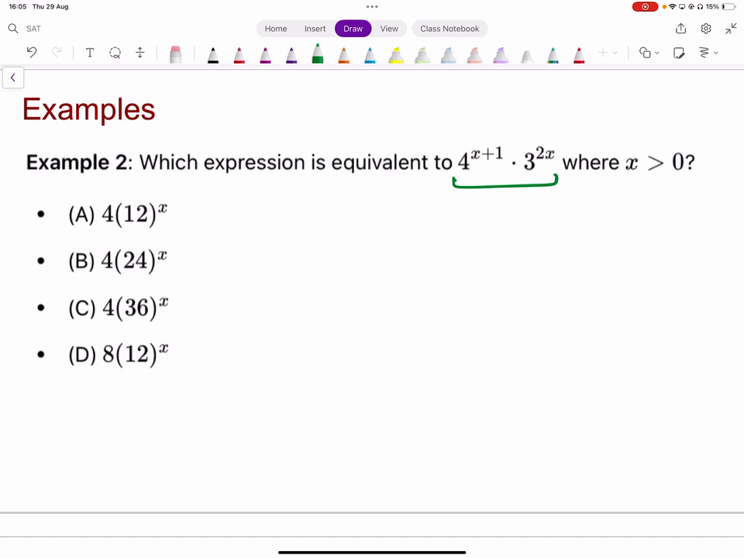You don't have to write down the whole questions. I'll be sharing this PDF with you as well, तो आप उसमें से बाद में देख सकते हैं. अभी के लिए आप सिर्फ attempt करें साथ साथ. Okay? How would you approach this? 4 raised to the power x plus 1, 3 raised to the power 2x.